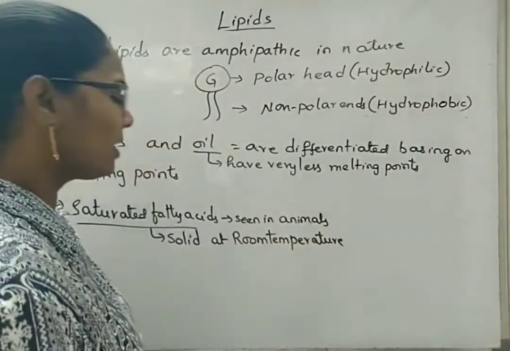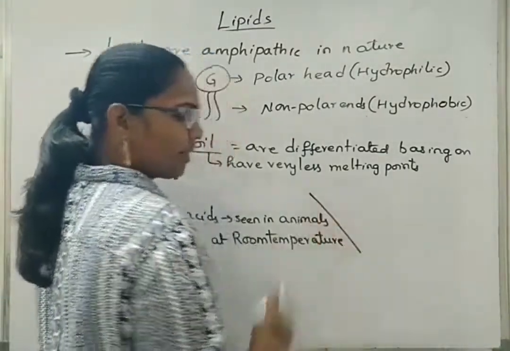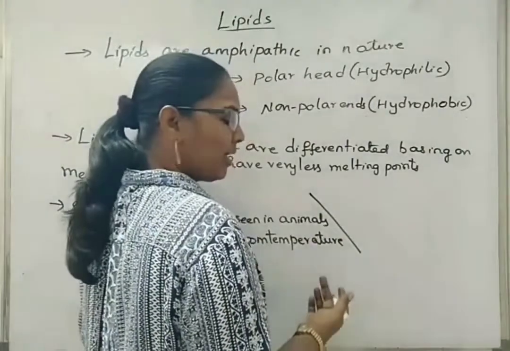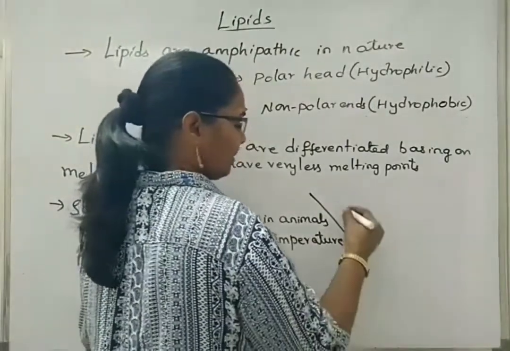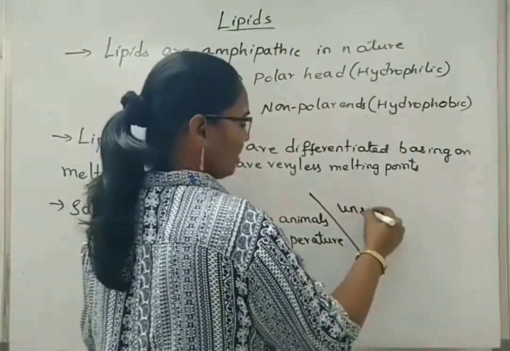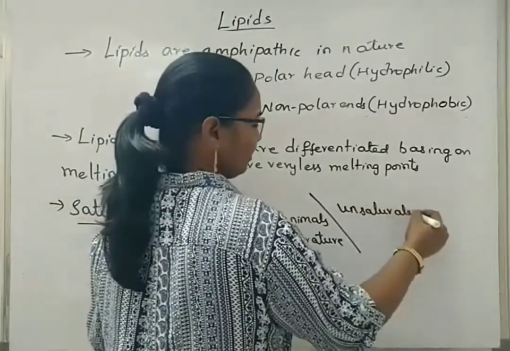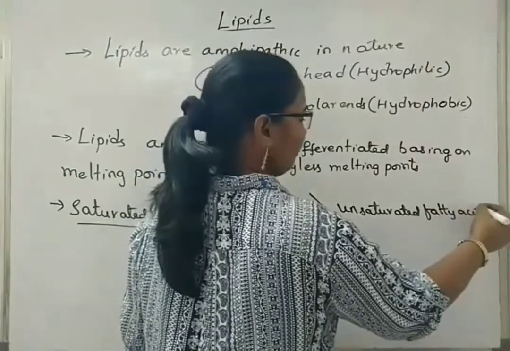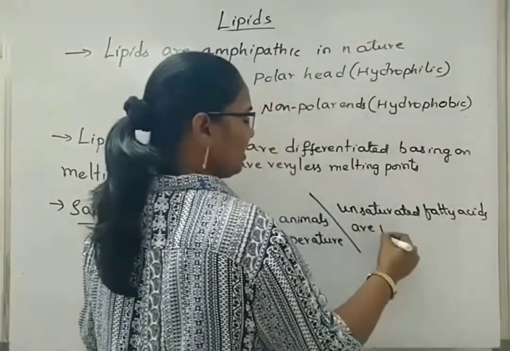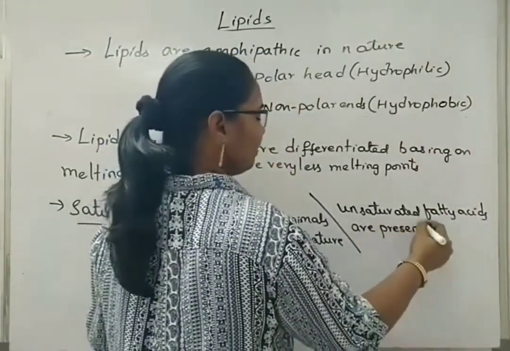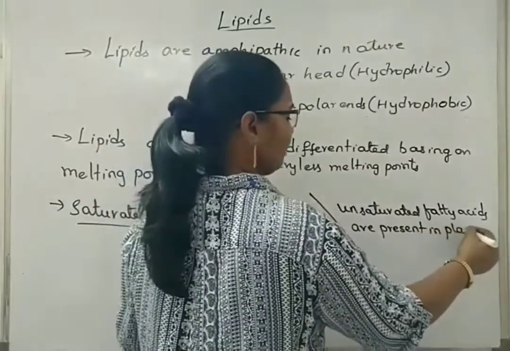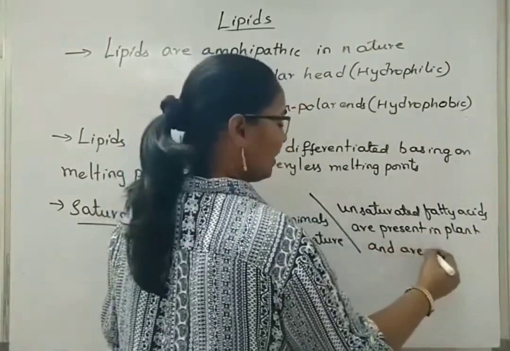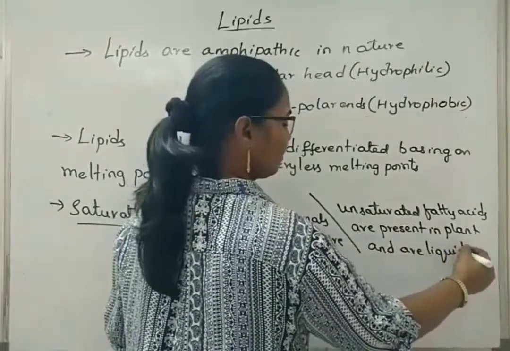Next, coming to unsaturated fatty acids, they are liquid at room temperature and most of them exist in the plant body only. Unsaturated fatty acids are present in plants, and they are liquid at room temperature.